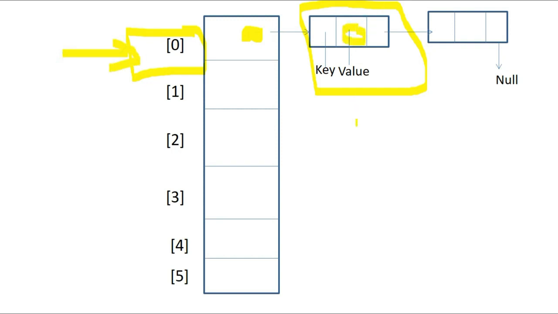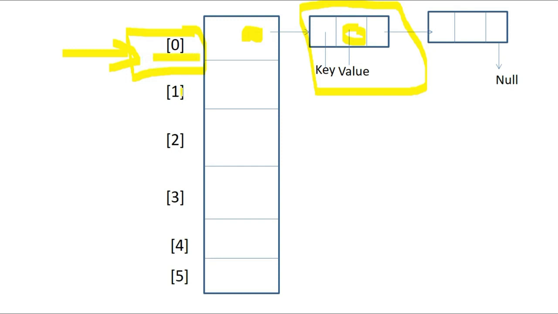Now, this was as simple as that, but did you ever consider a situation where there can be a chance of collision? What will happen when two different keys generate the same index? Because indexes are finite numbers, 0 to 5, it might be possible that multiple keys generate the same index. Then how will we handle that?